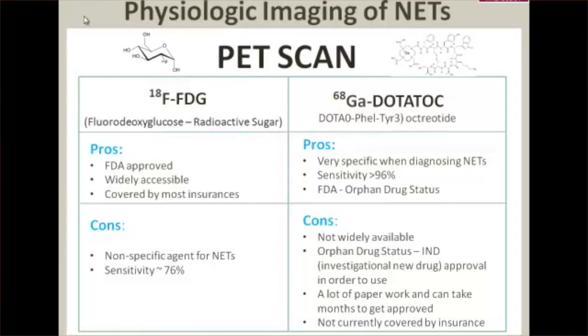So that's a good thing, but it's also one of the challenges. It's not widely available. I know it's kind of a buzzword in this community, the DOTATOC. Have you heard of the DOTATOC? Who's got it? It's difficult to obtain. So with the orphan drug status, you can do an IND, an investigational new drug, and then you need that first step in order to approve it for use.